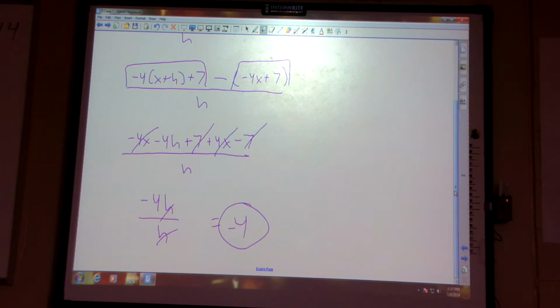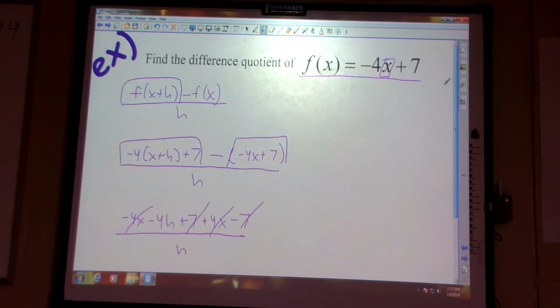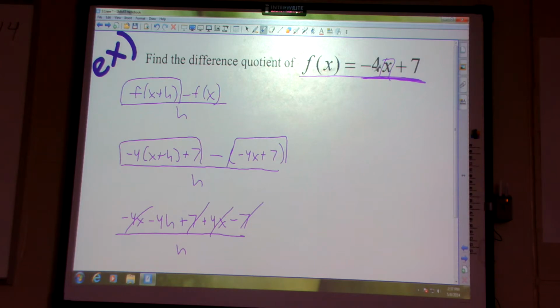That makes complete sense because I told you just a minute ago when we looked at what the difference quotient is, it really is just slope. And hey, isn't this a line with a slope of negative 4? And before you even ask, yes, you do have to show all that work. Nice try, though.